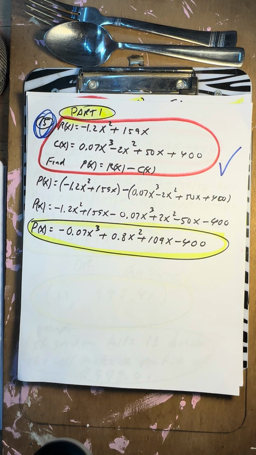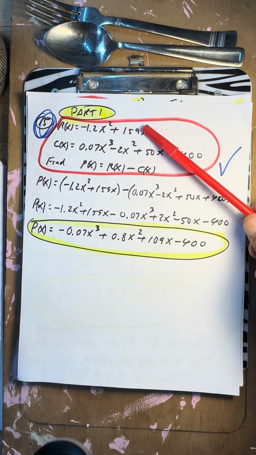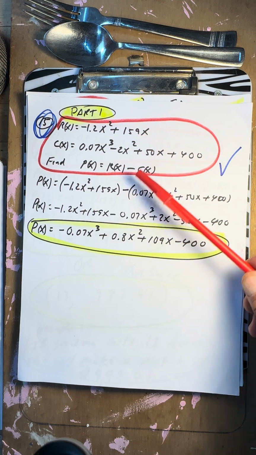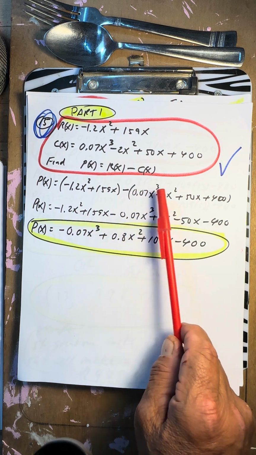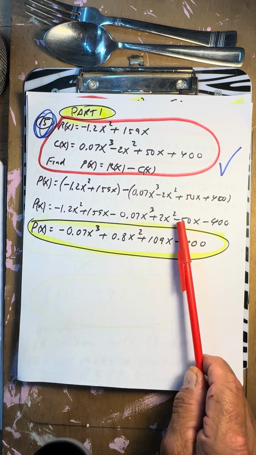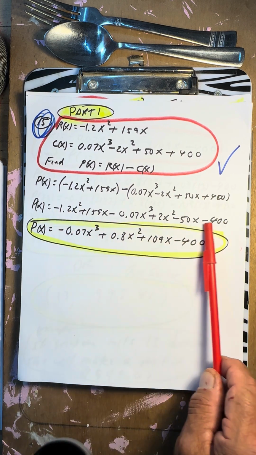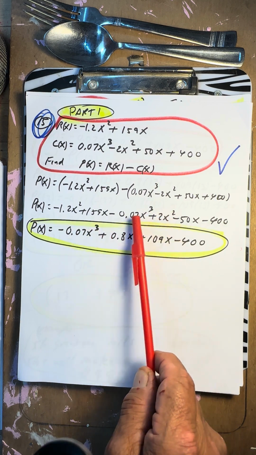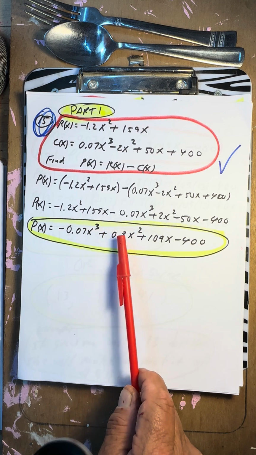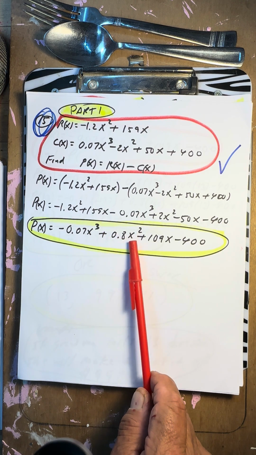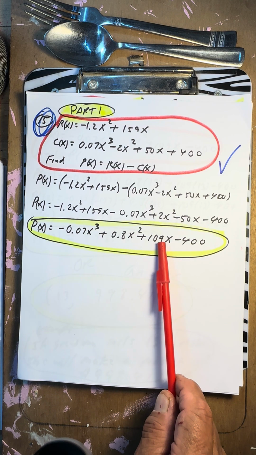This one says find r of x minus c of x. So r of x is this one, and c of x is that one. Subtract the two. So this one, copy it. Negative, change the sign. Negative, positive, negative. So all this together is going to give you negative 0.07 x cubed, and 0.8 x squared from these right here, and 109x.